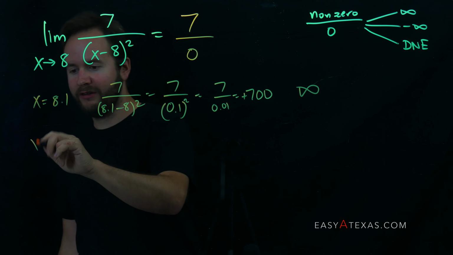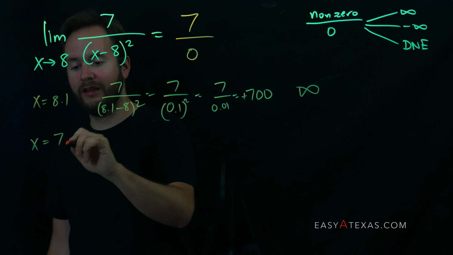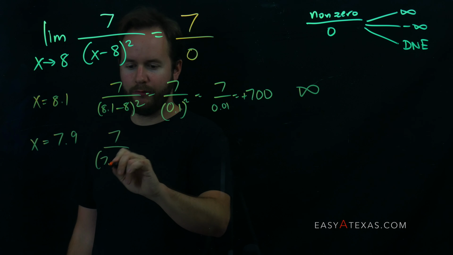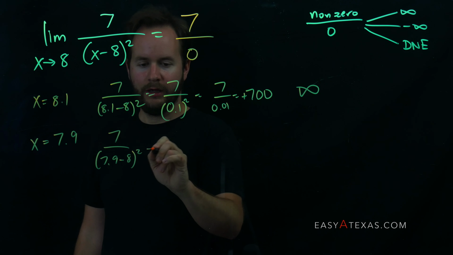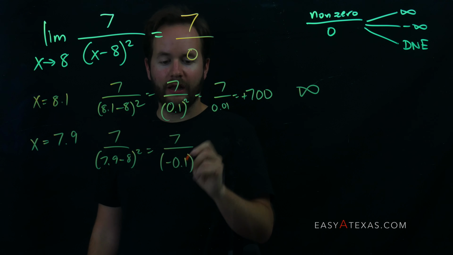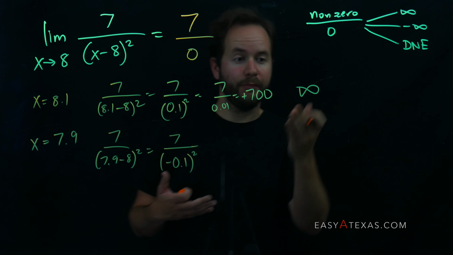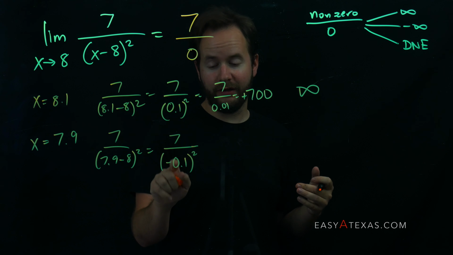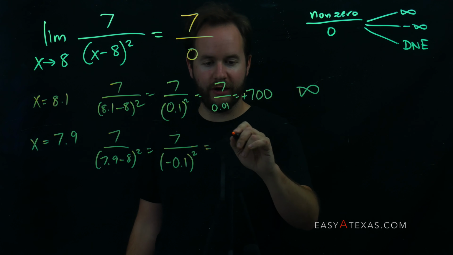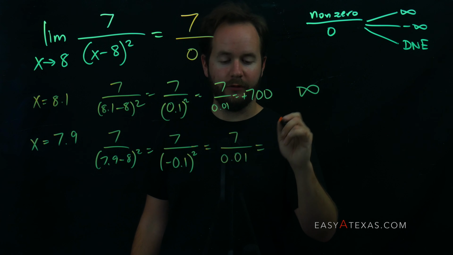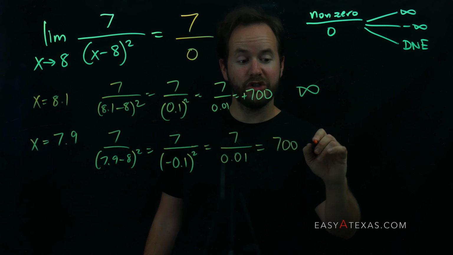What if we pick the limit as x approaches 8, but from the left? So something slightly less than 8 would be 7.9. When I plug that in, I get 7 over (7.9 minus 8) squared, equals 7 over, this will be negative 0.1, squared. Now a lot of people think that, oh, well, if the right-hand limit was positive, then the left-hand limit will be negative. Well, here's an instance where it's not, because the negative that we do get down here gets squared, and we know that when we square a negative number, it becomes positive. So we do get 7 over 0.01, which gives me 700 again, which is still positive.